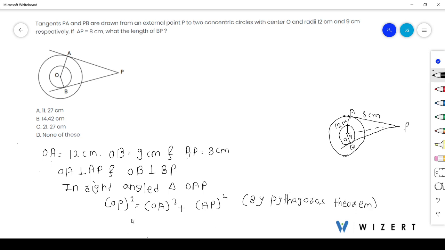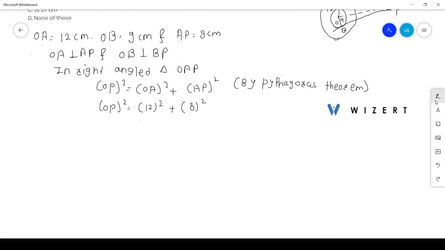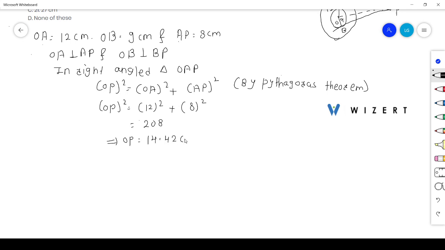So, OP square is OA square, means 12 square, plus AP square, means 8 square. So, here it is 208. Taking square root on both sides, we get 14.42 centimeters. Thus, the length of OP is 14.42 centimeters.